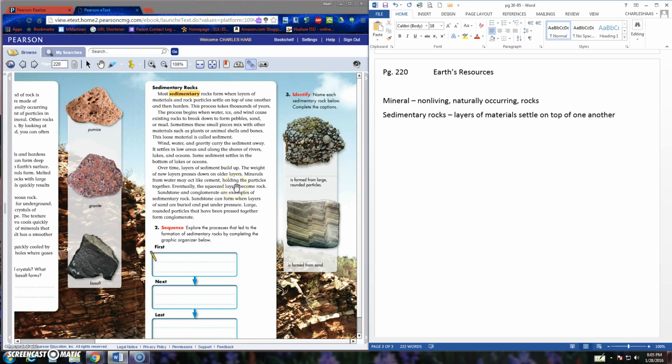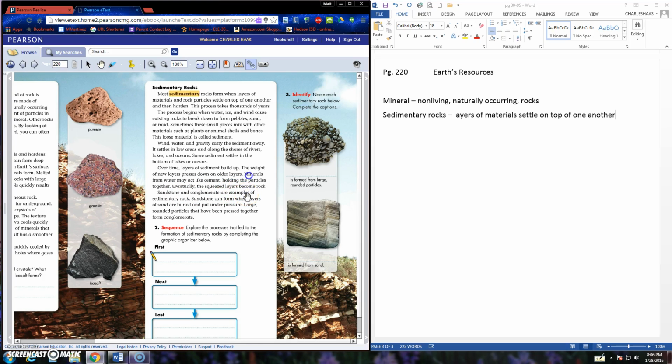Over time, layers of sediment build up. The weight of new layers press down on other layers. That would be compaction. Minerals from water may act like cement, holding the particles together, cementation. Eventually, the squeezed layers become rock.